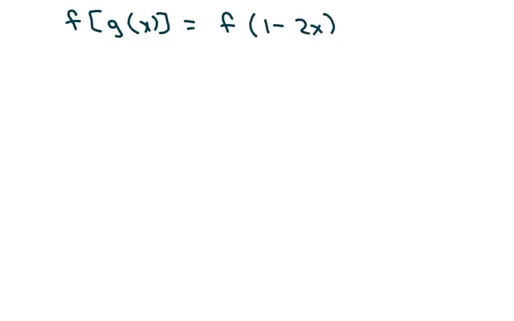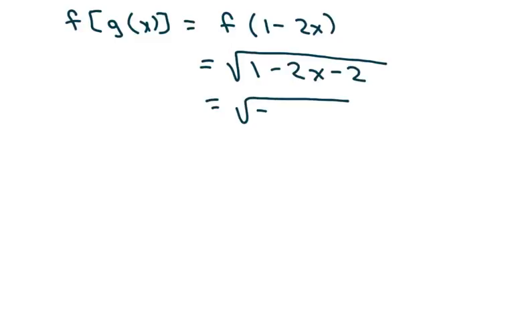So basically, the first one we're going to do is f of g. So that's going to be f of my g, which is 1 minus 2x. And this is going to equal the square root of 1 minus 2x minus 2, which equals negative 2x minus 1.